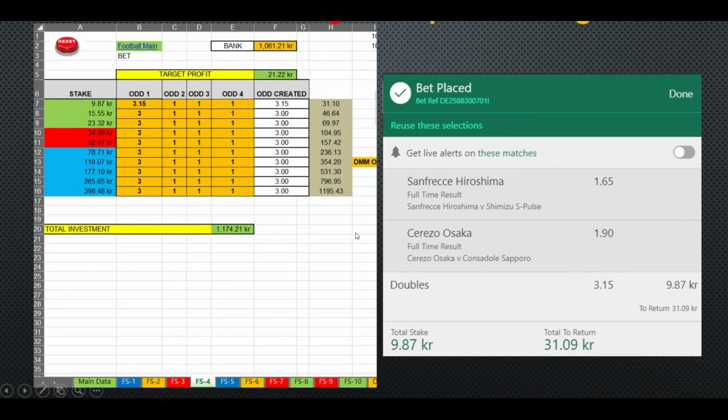So then we have the fourth bet for today. You can see that I picked the home team Sanfrecce Hiroshima versus Shimizu, 1.65. And then home team again, Cerezo Osaka against this team, 1.90. So if we combine those two, 3.15. So we put the 3.15 into the fourth tab, the fourth step, and it gives us 9.87.